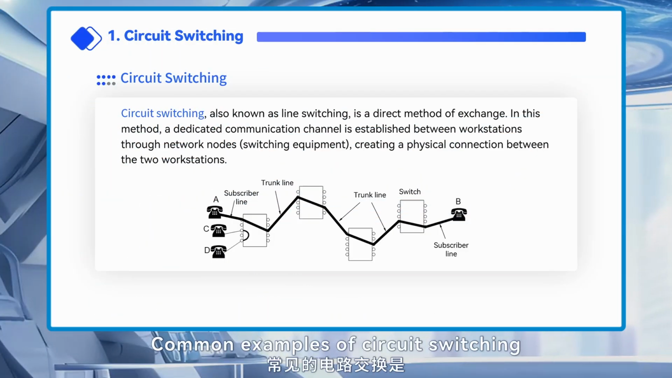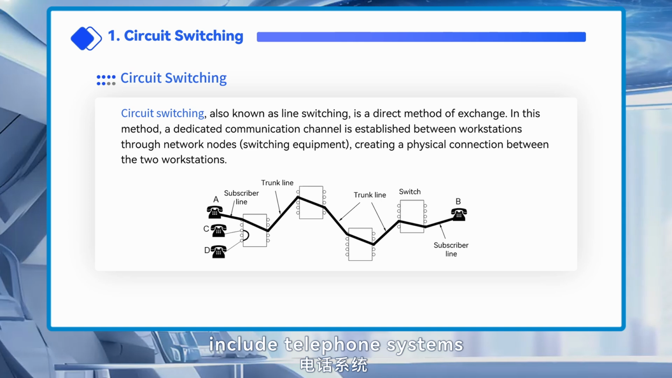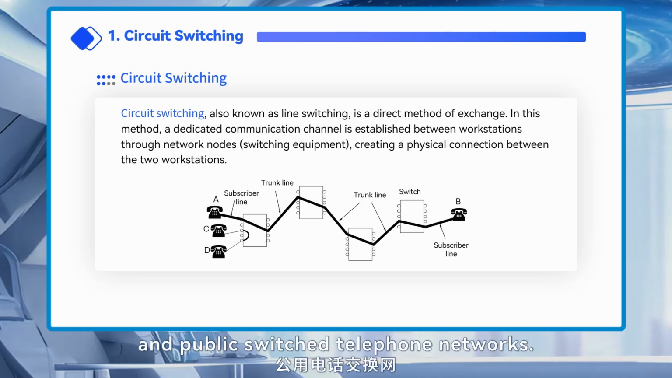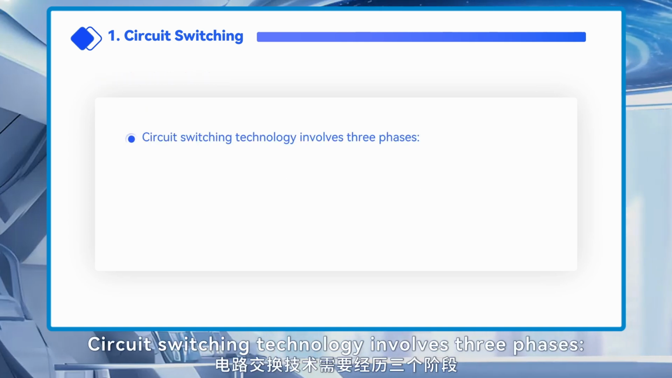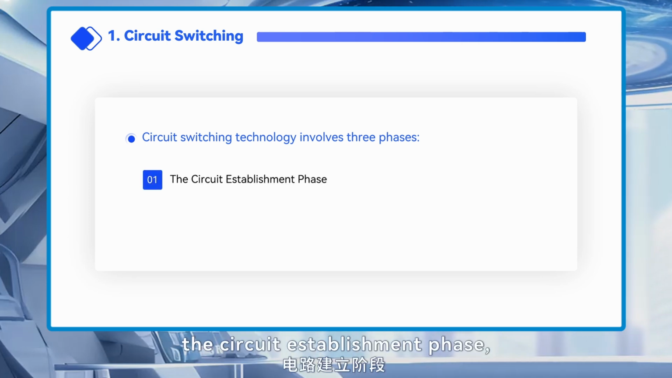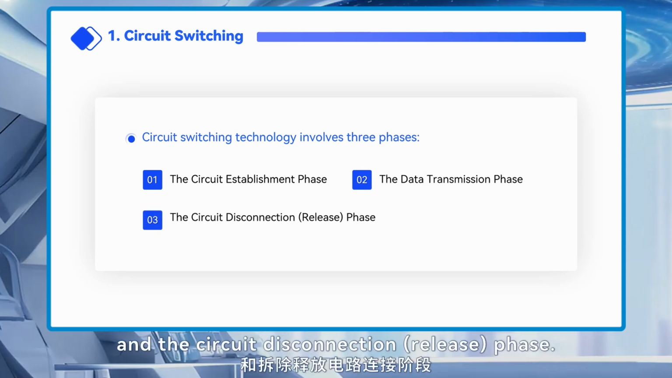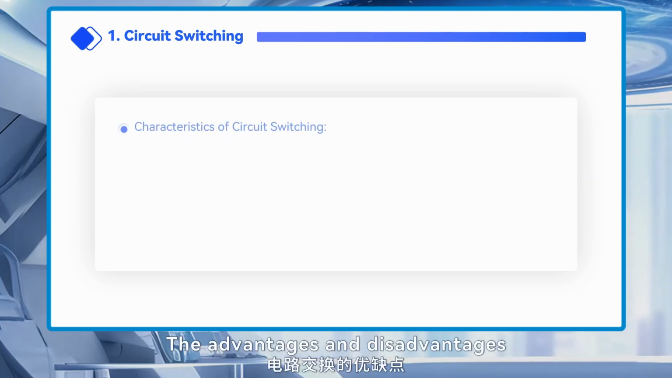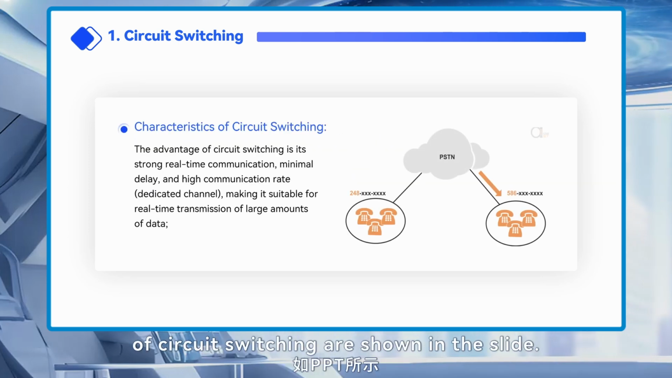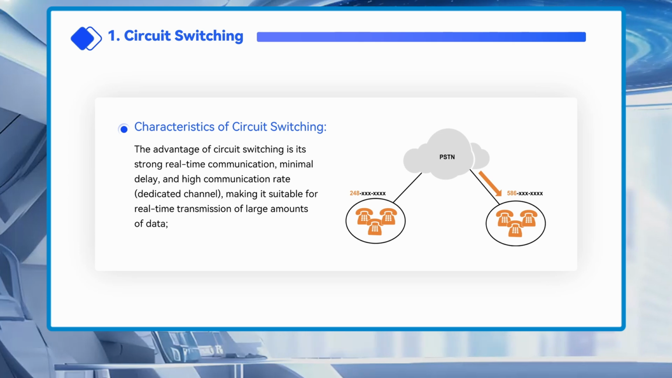Common examples of circuit switching include telephone systems and public switched telephone networks. Circuit switching technology involves 3 phases: the circuit establishment phase, the data transmission phase, and the circuit disconnection, release, phase. The advantages and disadvantages of circuit switching are shown in the slide.